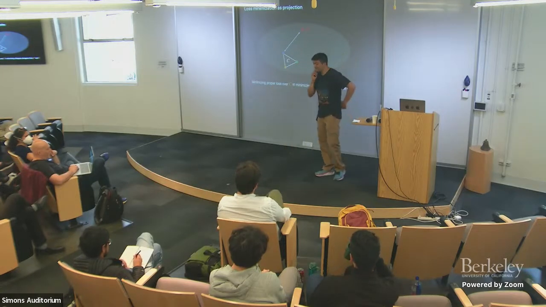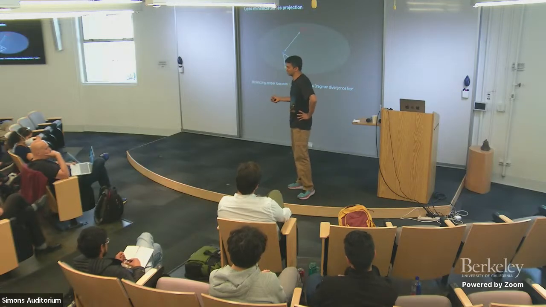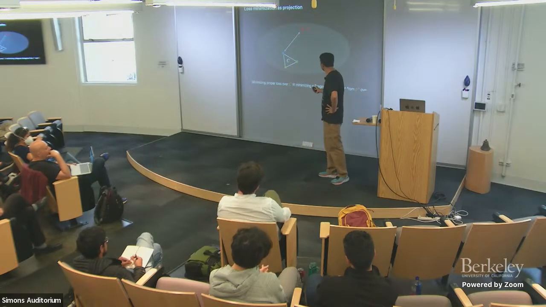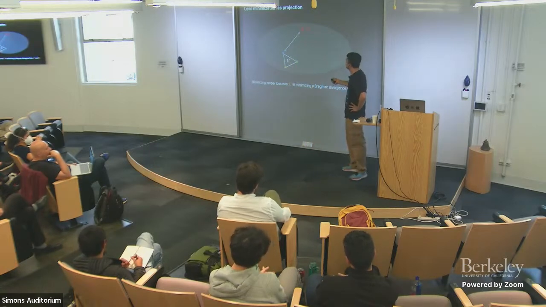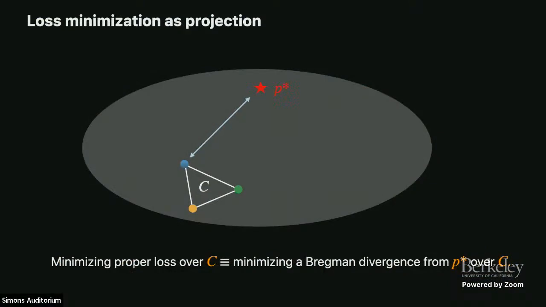Okay, speaking about KL, the reason I was confused is that the KL is a fantastic example of Bregman divergence, just like squared loss, right? So when you're minimizing the proper loss, what you're doing is actually finding the predictor in C which is closest to P star in terms of this Bregman divergence. Bregman divergences are not exactly like distances, but for the purposes of this talk, you can think of them as distances, right? So this is nice. This is a really clean geometric explanation for why loss minimization gives you an approximation to P star.